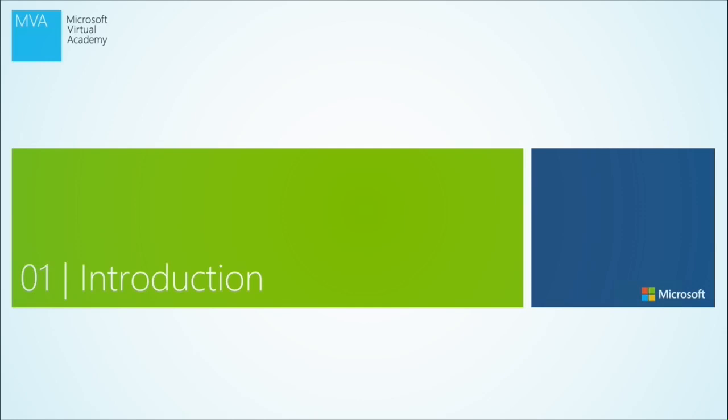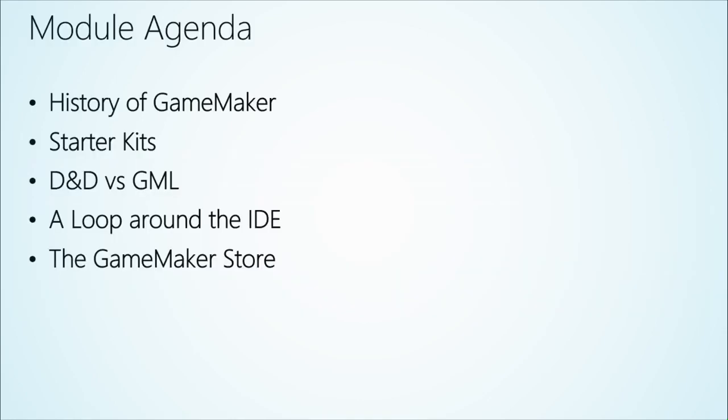So Natalie, you want to start out with the introduction, the agenda? So for Module 1, we're going to start out with a history of GameMaker, and then we'll look over the starter kits that we'll be using today and also that we provided online. Take a look at the programming languages that you can use with GameMaker, GML, and then we'll do a little loop around the IDE and look at how the tool works. And then lastly, we'll talk about the GameMaker store.